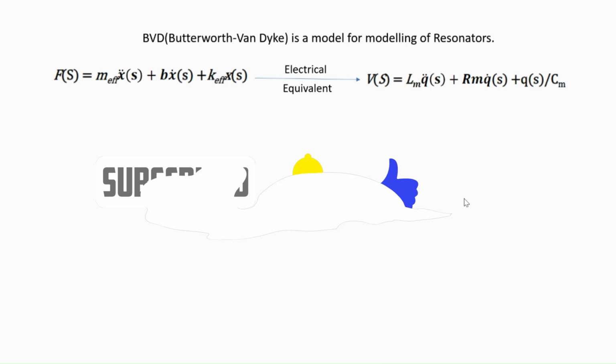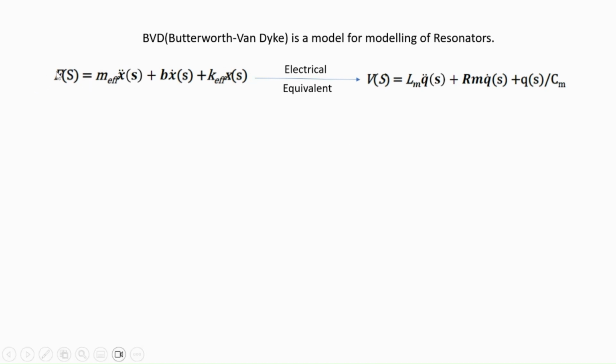So what is this BVD model doing? You first have Fs, the force, m is mass, x is displacement, and b is the damping. x double dot is acceleration. This you know, right? This is the basic force equation. The electrical equivalent of force is voltage, of mass is inductance, of damping is resistance, and of the spring constant is capacitance. So this is the electrical equivalent.